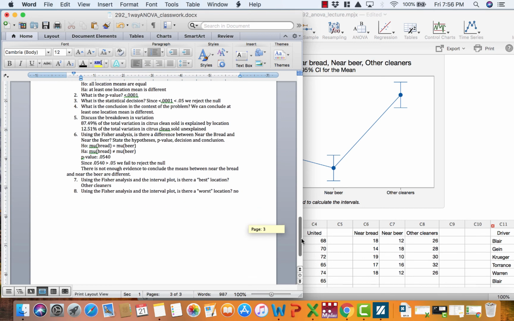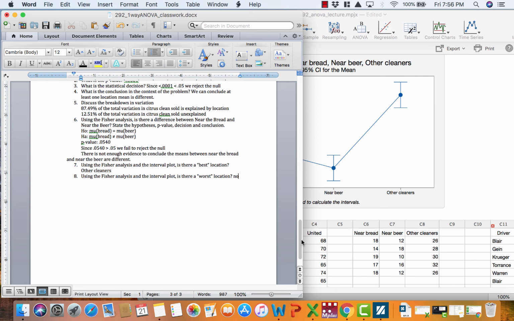Well, hopefully this helps to explain how to do the F-test for variances and one-way ANOVAs. At this point, you should be ready to do the homework.